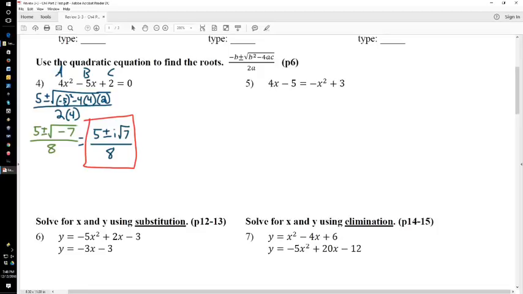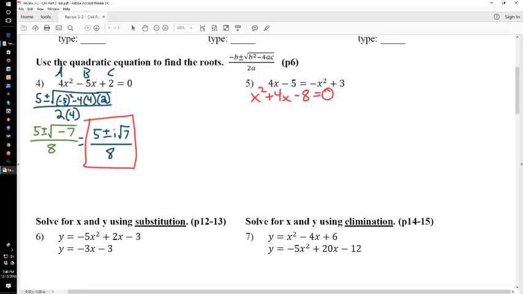For number 5, we're going to use the same quadratic equation that we did for number 4, but this time things aren't in the right order. We have to move everything to one side, and I'm going to move it left because I like to keep my x squared positive. That's simply personal preference. So when I move the x squared to the left, it becomes a positive x squared. I have a 4x over there. And when I move the 3 to the left, I subtract the 3, so it becomes negative 8 equals 0.